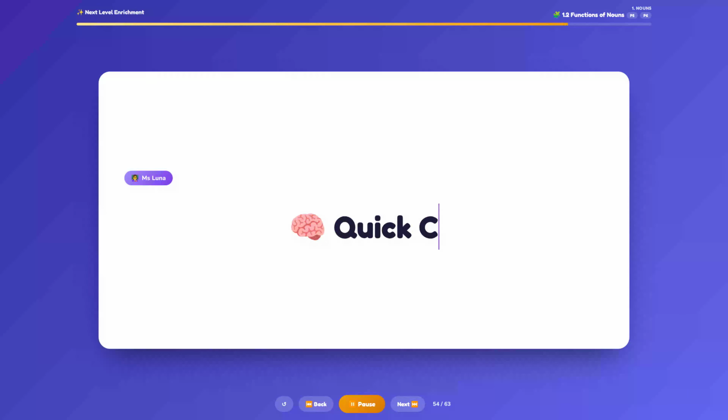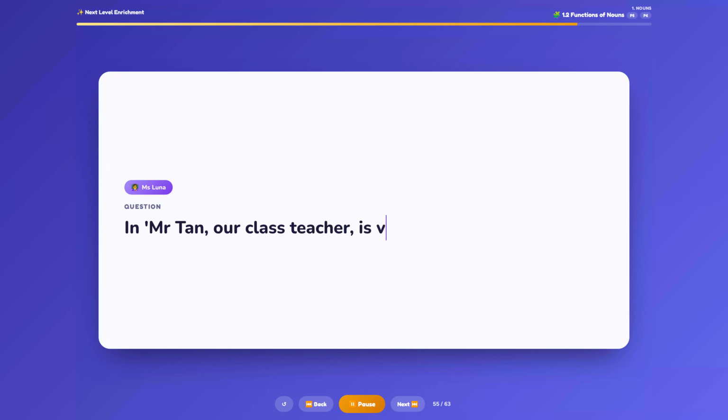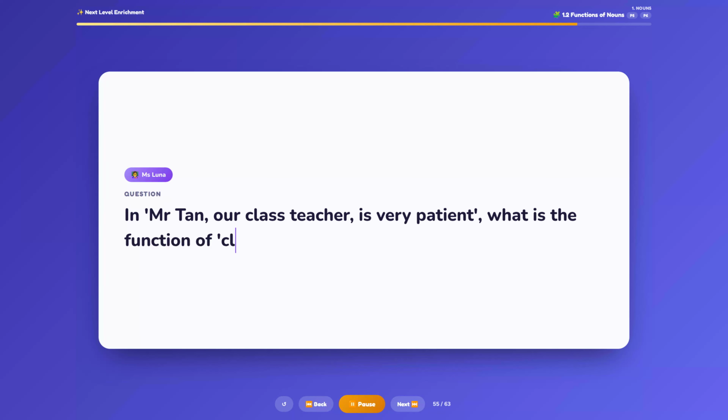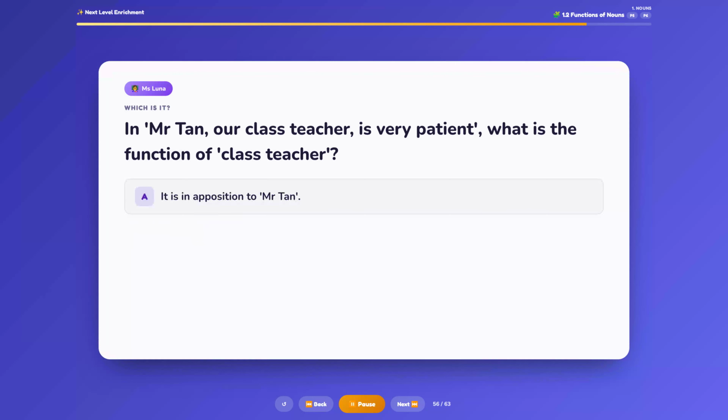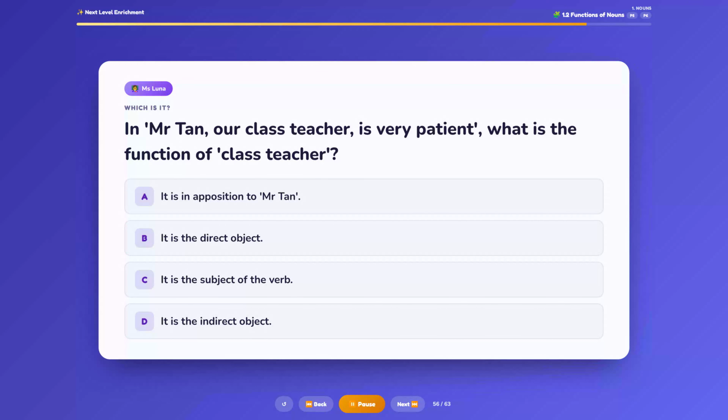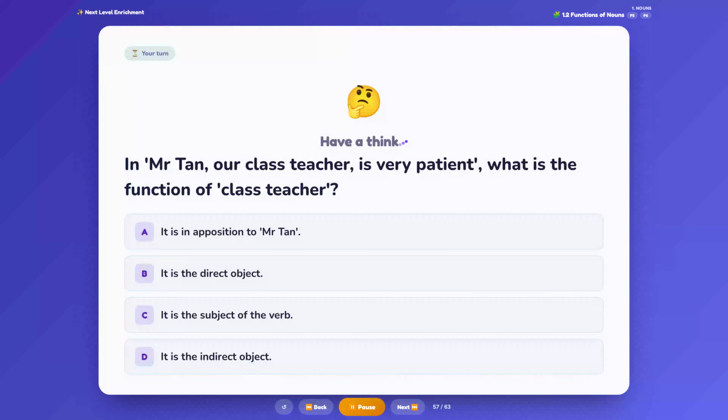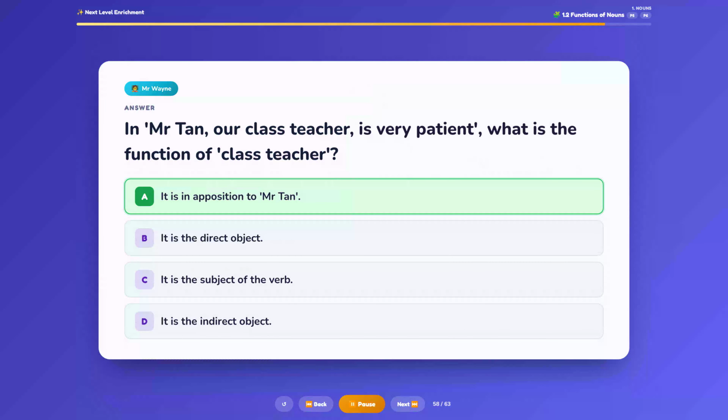Quick check 6. In Mr. Tan, our class teacher is very patient, what is the function of class teacher? Is it A, it is in apposition to Mr. Tan, B, it is the direct object, C, it is the subject of the verb, D, it is the indirect object? The answer is it is in apposition to Mr. Tan. Class teacher sits beside Mr. Tan between commas to explain who he is, so it is in apposition.